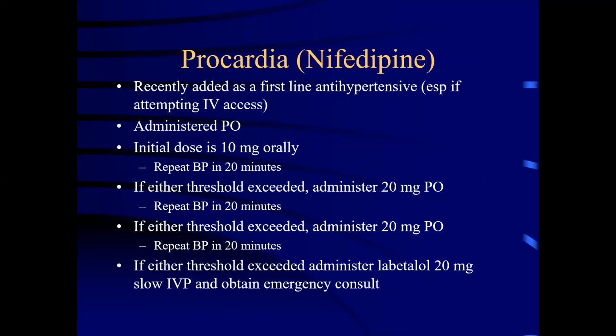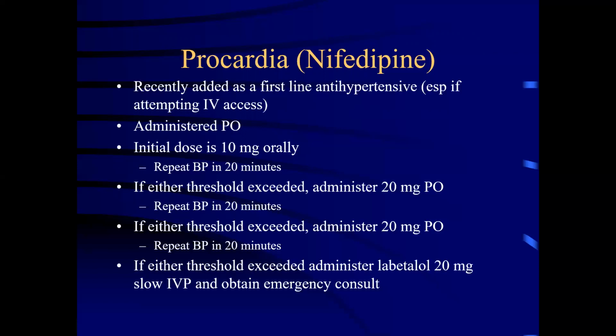Then you repeat a blood pressure in 20 minutes, giving it a little bit longer because it is an oral dose. Then if the threshold's exceeded, you can move on to 20 milligrams PO, repeat the blood pressure in 20 minutes. If it's still exceeded, you can give another 20. Then after that amount of time, surely you should have your IV access and you can go to labetalol or hydralazine if you can't give labetalol to that patient.